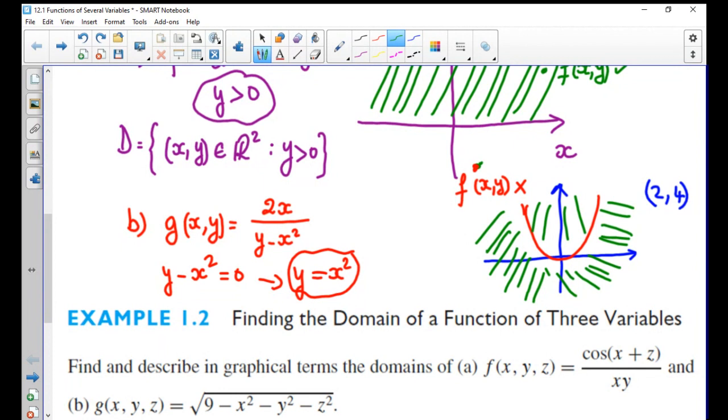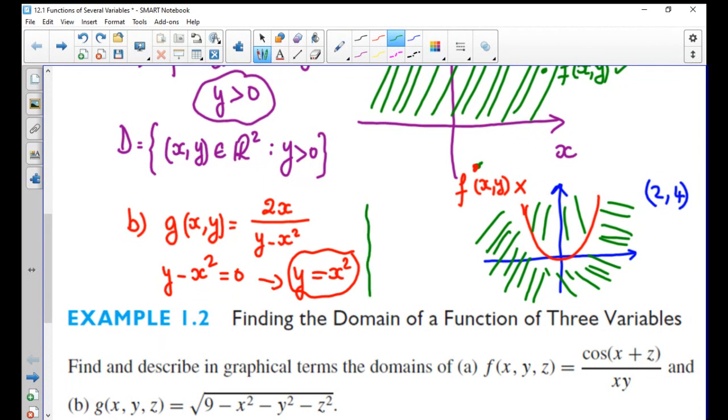What I put in green here is the domain of the function. The red parabola is not in the domain. You look at the whole plane and remove that parabola. Anything which is left, if you remove the parabola, is the domain of the function g. So that's basically what we're saying.